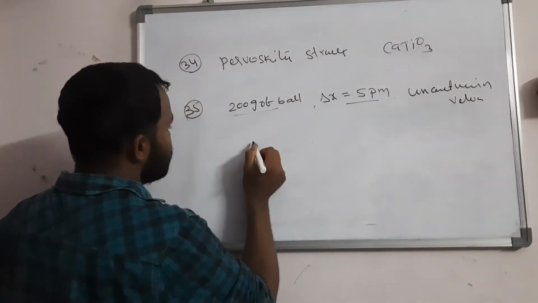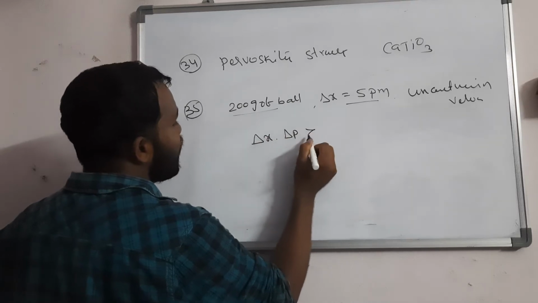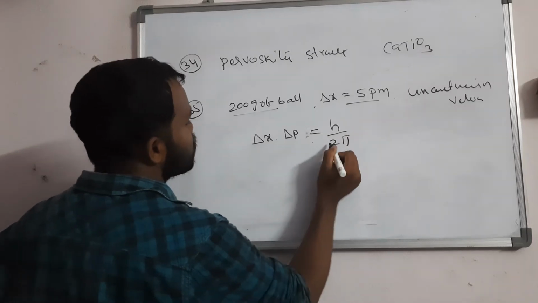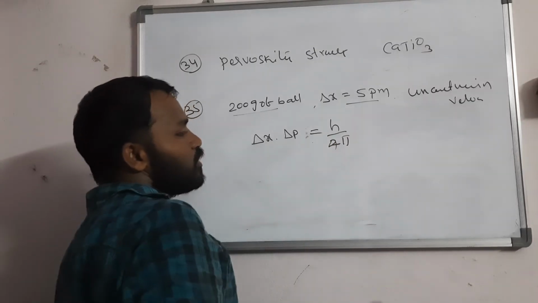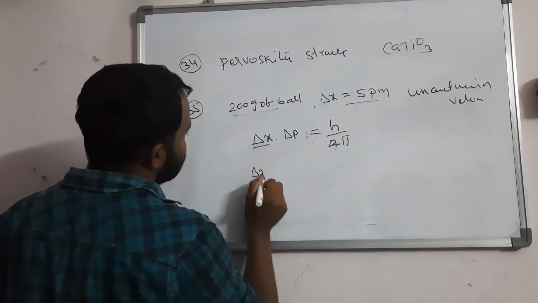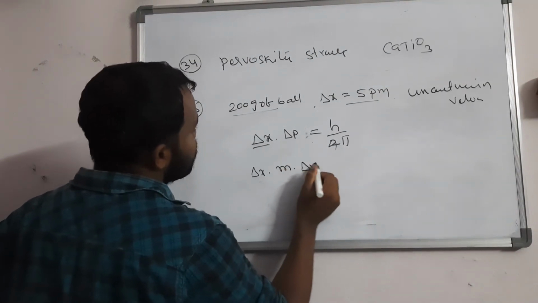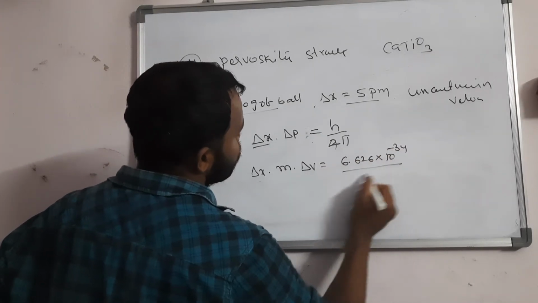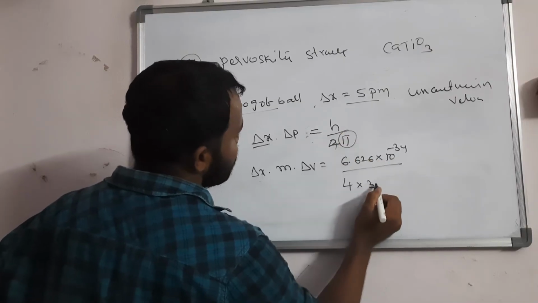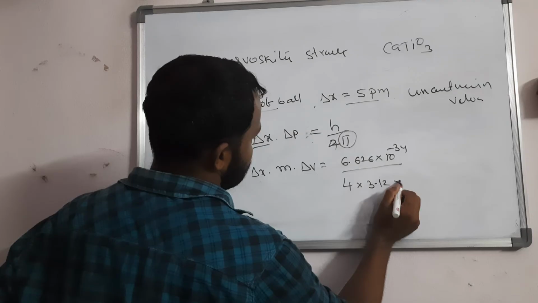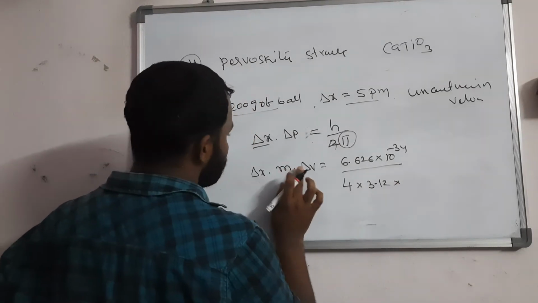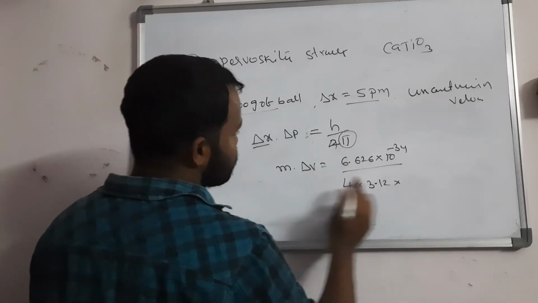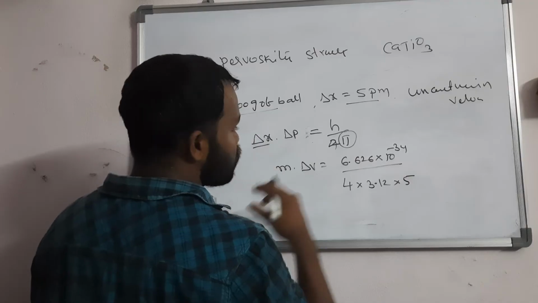So generally we know that delta x into delta p is greater than or equal to h by 2 pi, you can say h cap by 2, h cap by 2 means h by 4 pi, right? Delta p is equal to m into delta v. So h means 6.626 into 10 to the power of minus 34 joules, by 4 into 3.12. Delta x value is 5 picometers. Picometers is 10 to the power of minus 12.